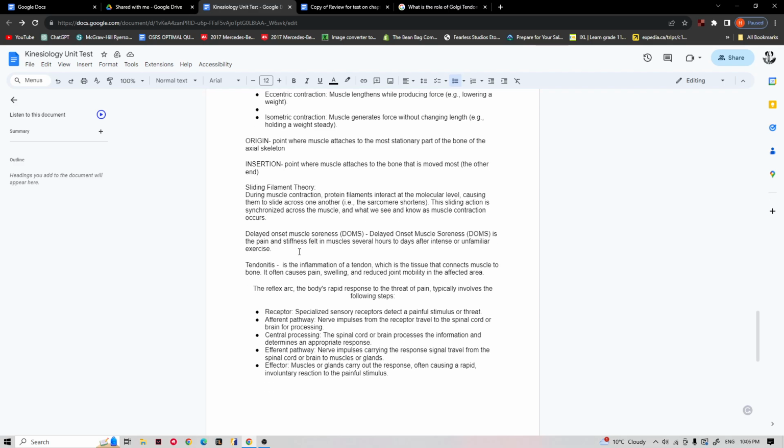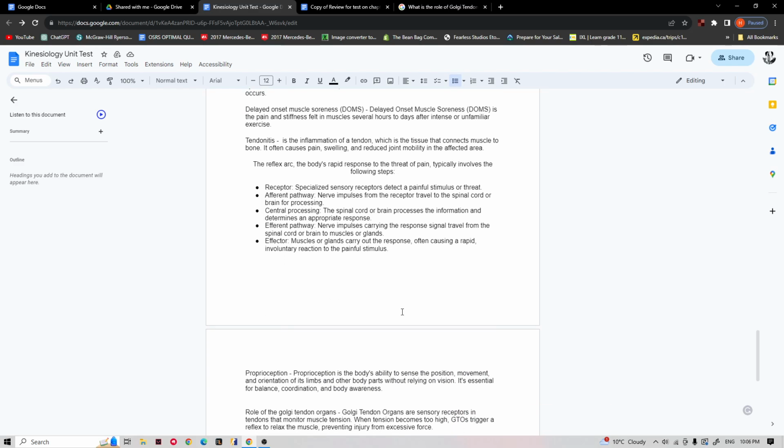Delayed onset muscle soreness, otherwise known as DOMS. Delayed onset muscle soreness is the pain and stiffness felt in the muscles several hours after doing an unfamiliar or new exercise or overexerting the muscle. What is tendinitis? It is the inflammation of a tendon, the tissue that connects muscle to the bone. It often causes pain, swelling, and reduced joint mobility in the affected area.